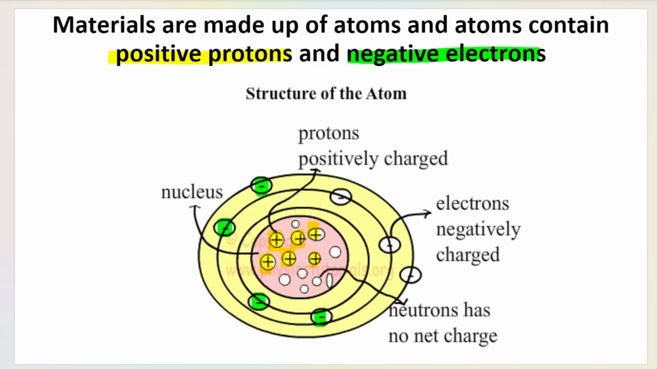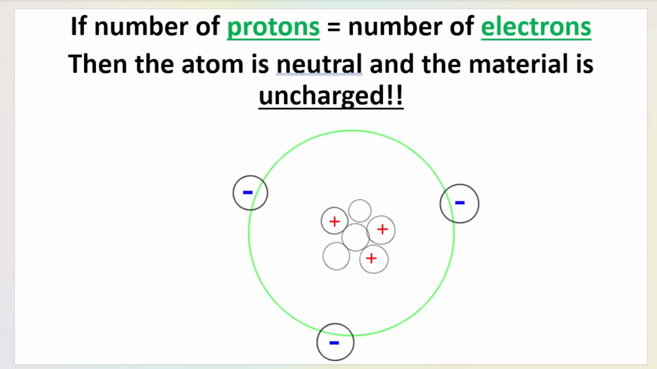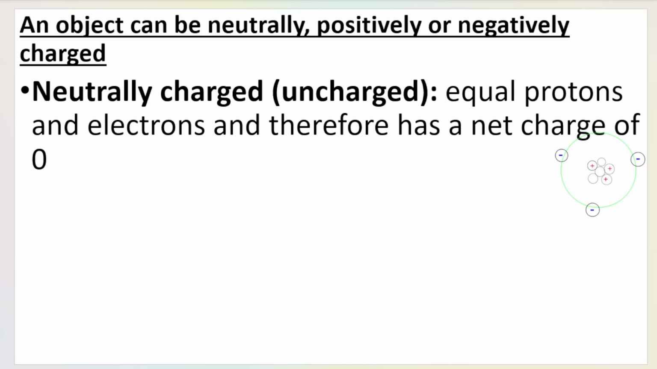What you need to know, and this should make sense, is that protons are positive, electrons are negative. If the number of protons equals the number of electrons, the atom is neutral and the material is uncharged. So the charge is 0 coulombs. Like in this case, 1, 2, 3 protons, 1, 2, 3 electrons, 0 coulombs, neutral charge. And that's what this says over here. If you are neutrally charged or uncharged, it means you have an equal number of protons and electrons. The net charge is 0.